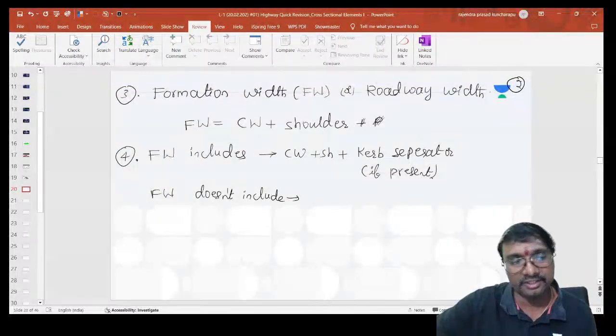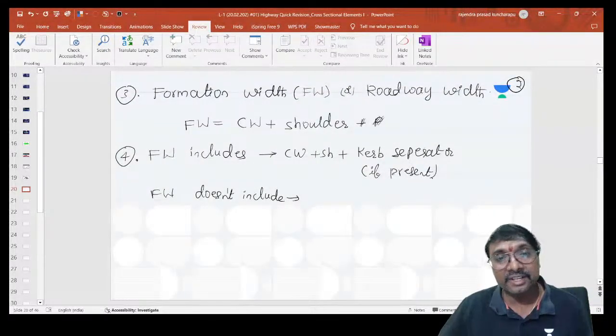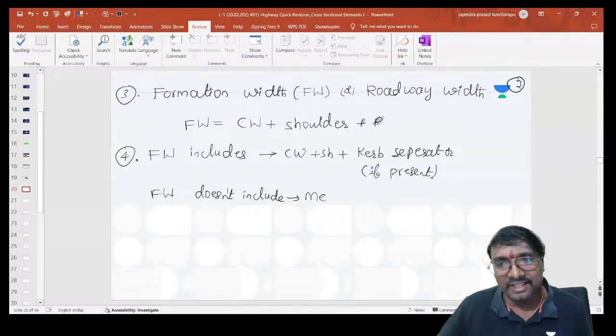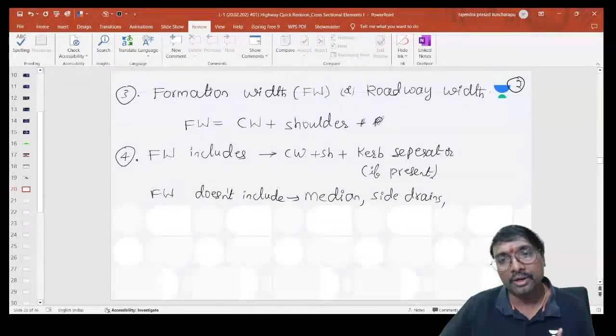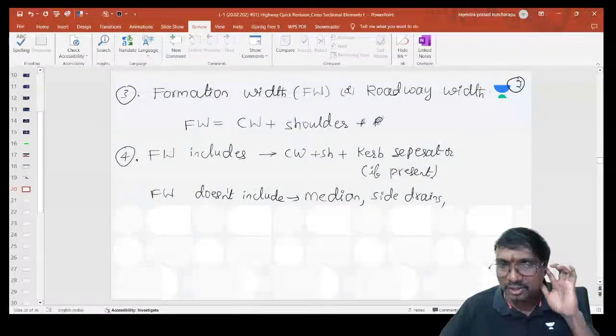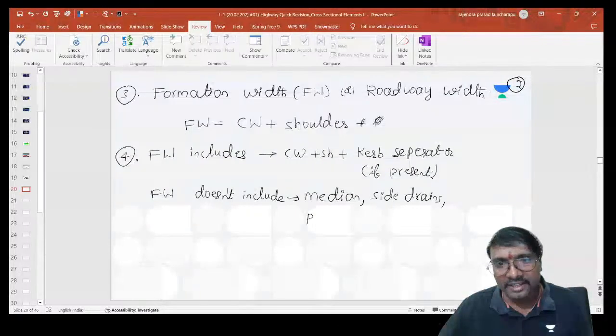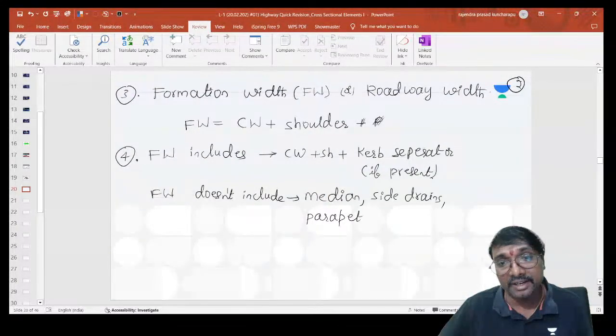Just check it, Divyaji. Formation width does not include which one? Is it including the median width or not? It is not including the median width, right? Are these side drains included in the formation width? These side drains are not included in the formation width, right? And is it including the parapet walls or not? It is not including the parapet walls also, right?